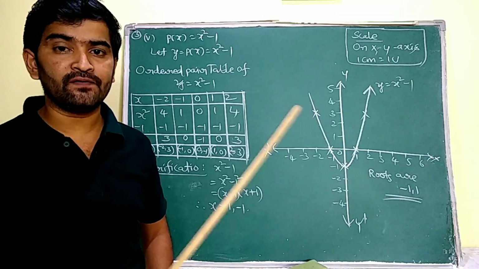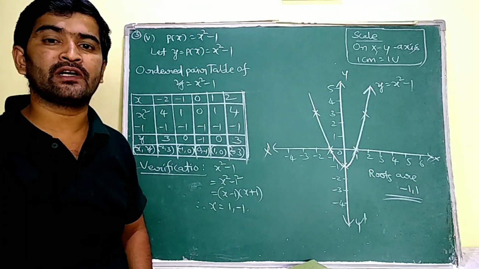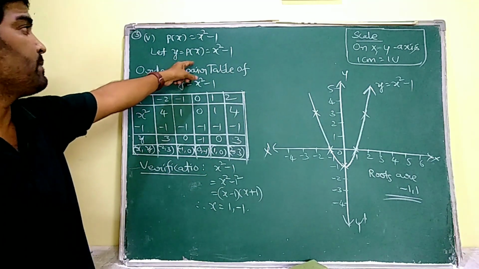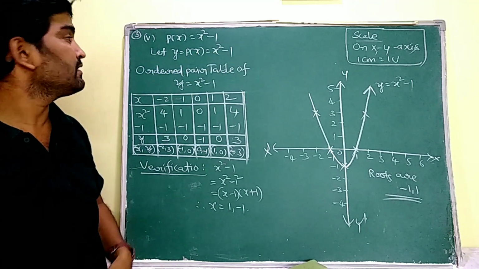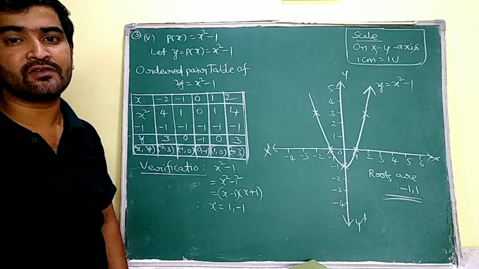See, ma, fifth graph and the last graph of this section. P of x is equal to x square minus 1 he gave. Let y is equal to P of x is equal to x square minus 1. And now write the ordered pair table of y is equal to x square minus 1, ma.